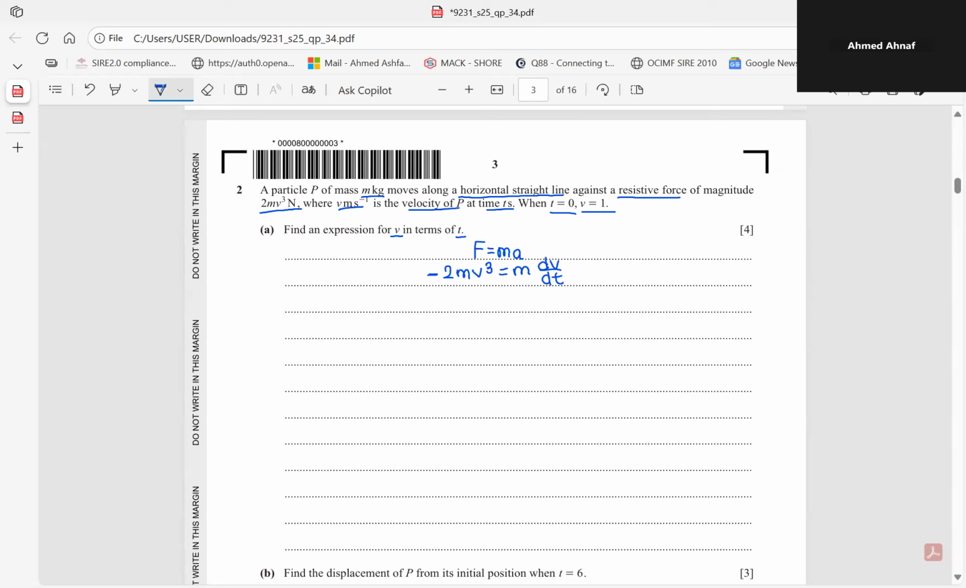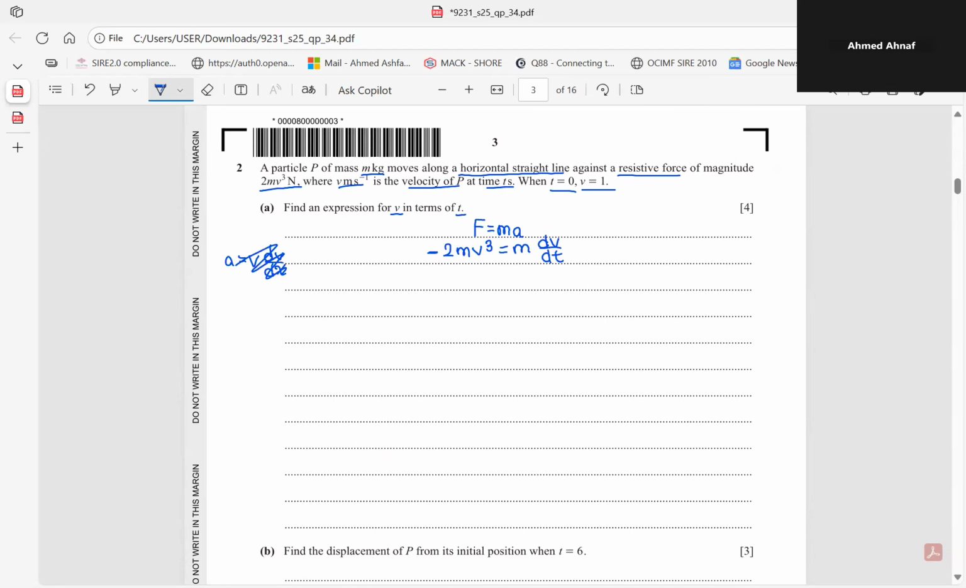And by the way, if it said v in terms of x, instead of using dv/dt, we can use a equals v dv/dx. But since it didn't, we're not using this. Okay, now cancel out the m, and you get this differential equation that you have to solve.